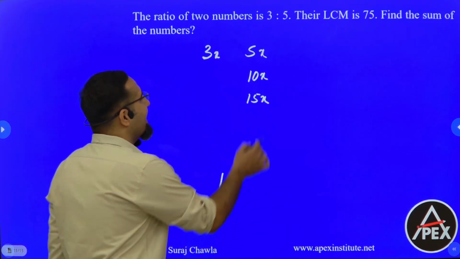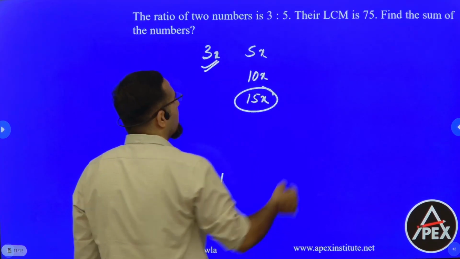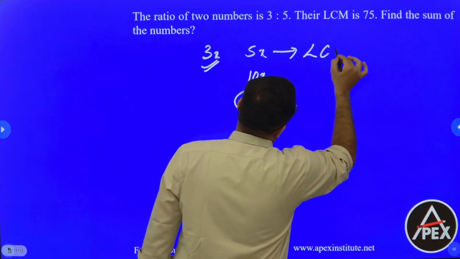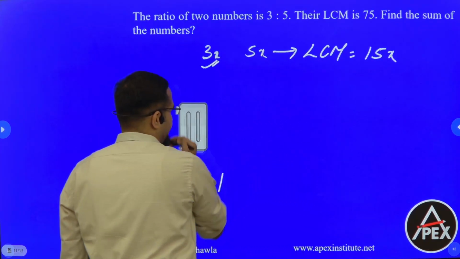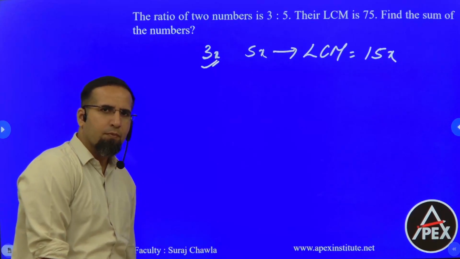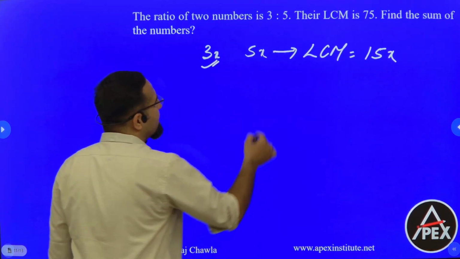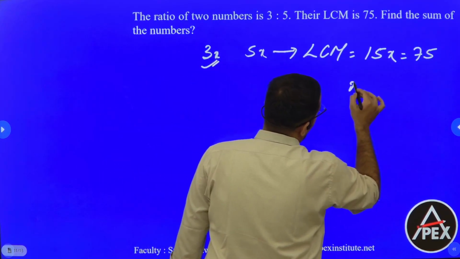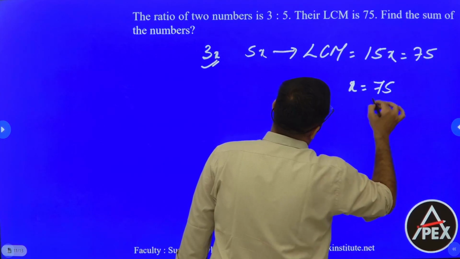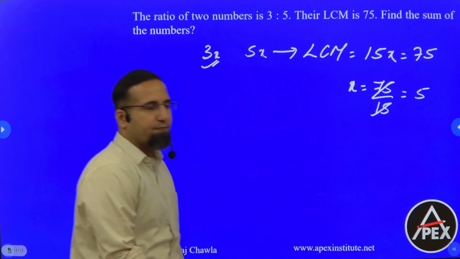तो अगर 15x is also a multiple of 3x, मतलब 3x और 5x का जो LCM है वो कितना हो गया? 15x. अब क्वेश्चन हमको क्या दिया हुआ है? क्वेश्चन बोलता है कि we have LCM is 75. So 15x is equal to 75 और x is equal to 75 by 15, which is equal to 5.